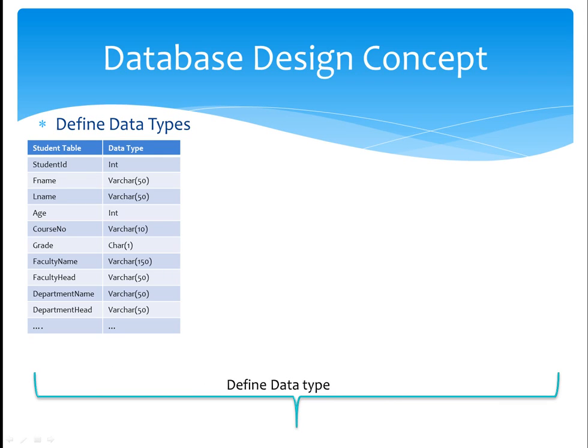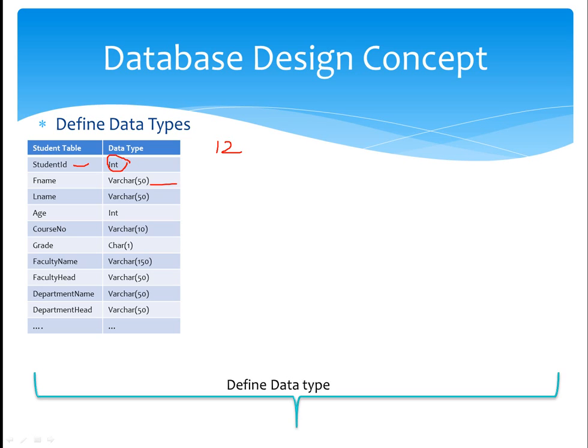Okay, we have a student ID. What is the data type for student ID? The data type means the type of data that is stored in the database. So integer is the first one. That means your data type is integer. As an example, 12 is an integer. It's not a character. It's not a string.